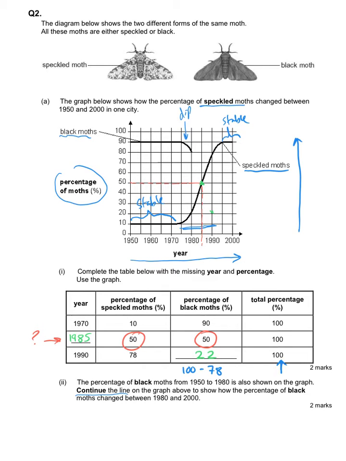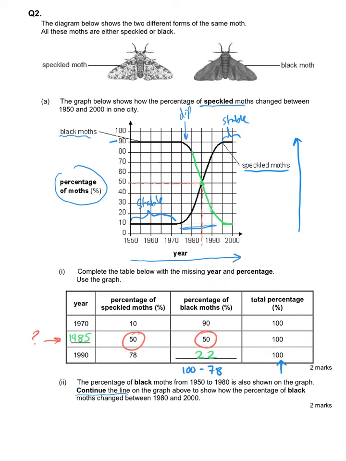And then in the year 1995 to 2000, where I said it was stable towards the end, well, then it needs to be correspondingly stable for the black, at not 90%, which is what it is up here for the speckled moths. It needs to be at 10% for the black moths. And now we've got our general positions. It's just a case of using a nice smooth curve to connect those points together. And so that will get us our 2 marks on here.